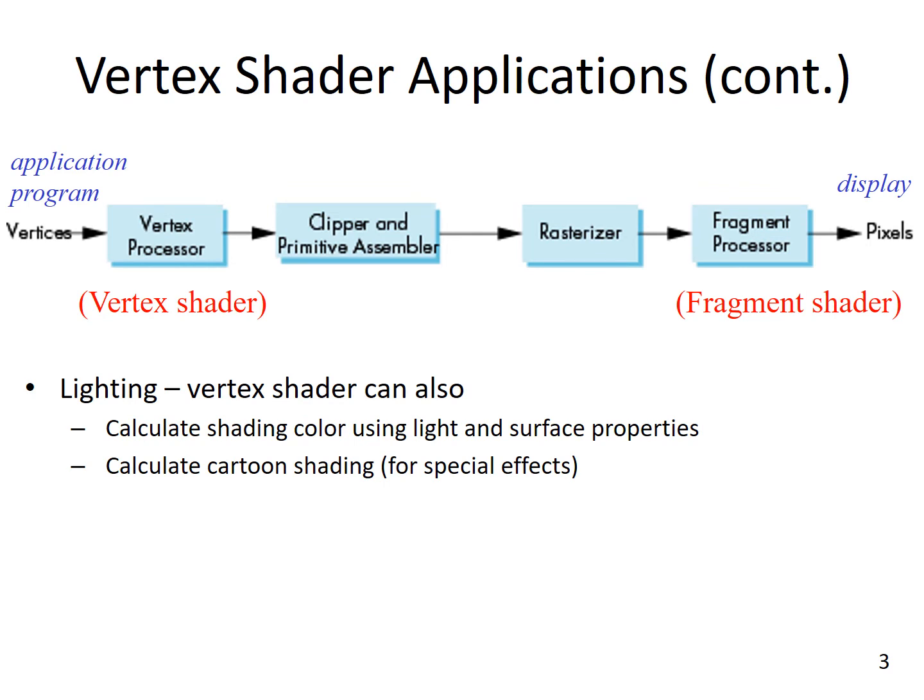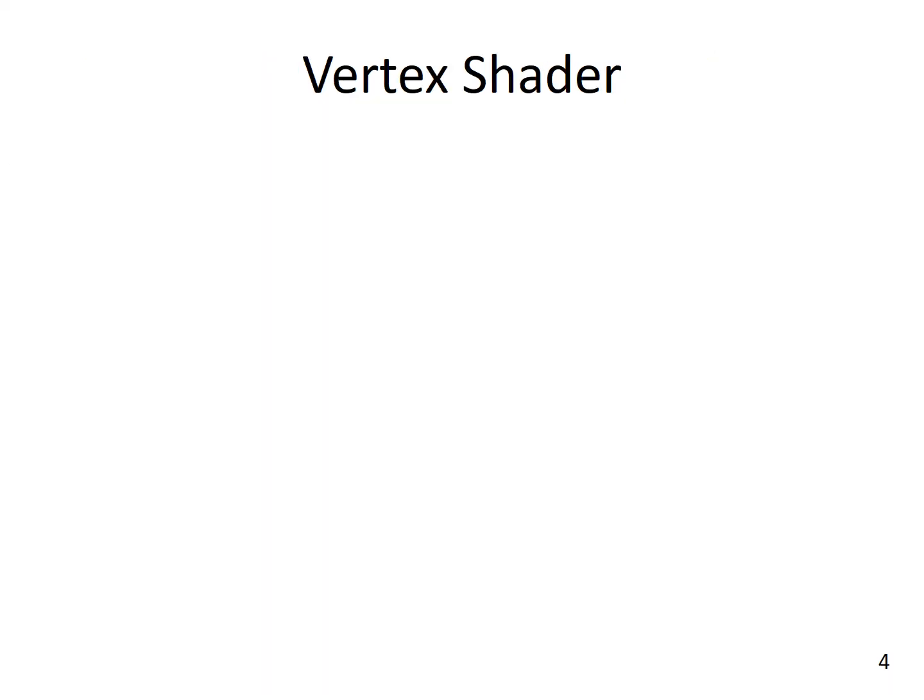Continuing with the applications of the Vertex shader, lighting effects can also be performed inside the Vertex shader. The Vertex shader performs per vertex lighting calculations, such as calculating shading color using light and surface properties, how different lights will interact with different surface properties to produce different colors. Calculation of cartoonish type of shading for special effects can also be performed inside the Vertex shader.